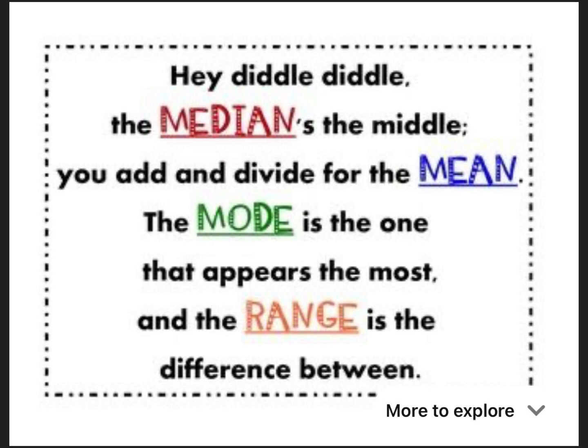So even if you remember the first 2 lines, you add and divide for the mean. The mode is the one that you see the most and the range is the difference between. If it helps, it helps. I've got this on my wall and literally most people use it just to get the median because that's the one they forget. Anyway, let's look at this in action.